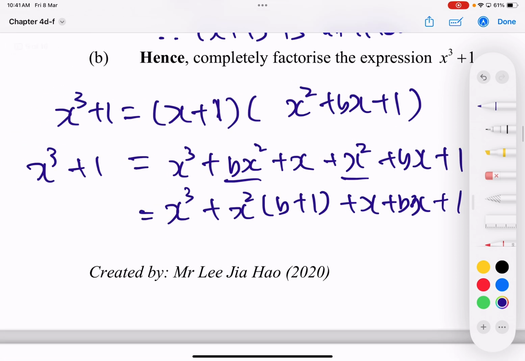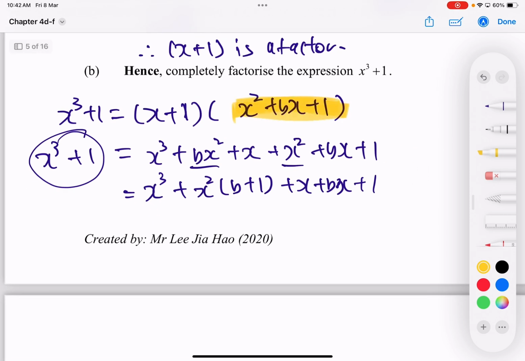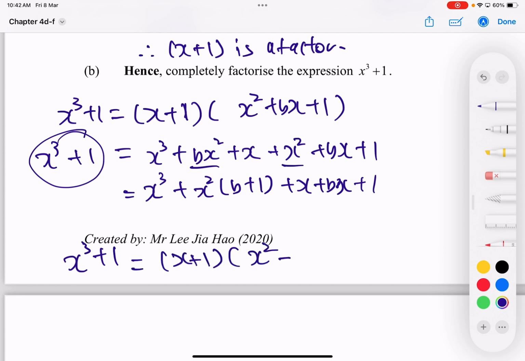Can we just focus on the x squared? Do we have an x squared here? Don't have, right? There is no x squared here. So what does this mean? It means that this x squared shouldn't exist. If you do not want this x squared to exist, what must this value of b be? Yeah, you got it. So b must be negative 1. So therefore, you just substitute negative 1 inside here. Right? So your factorized form of x cubed plus 1 is equal to (x + 1)(x squared minus x plus 1).